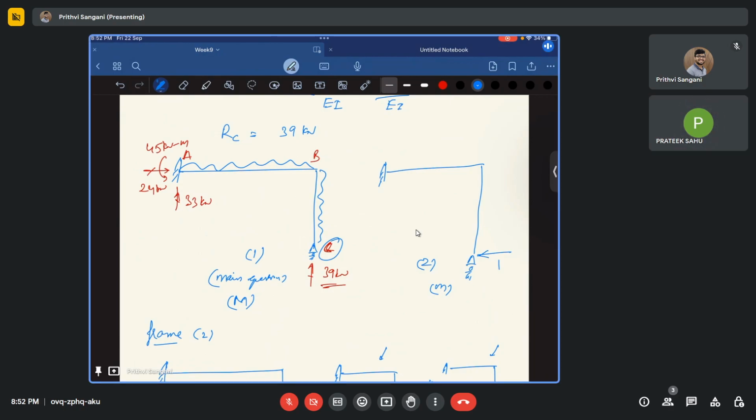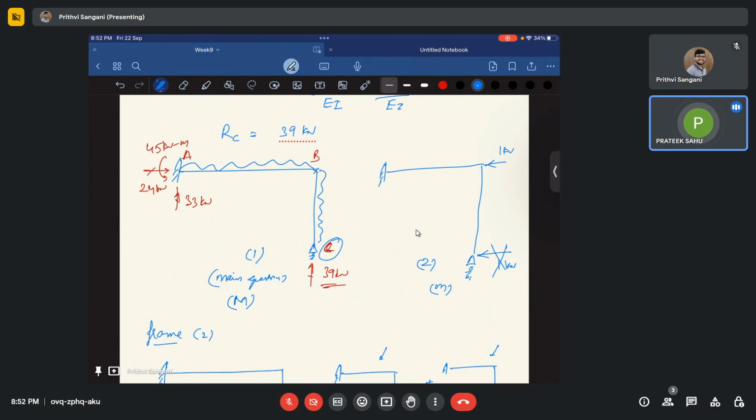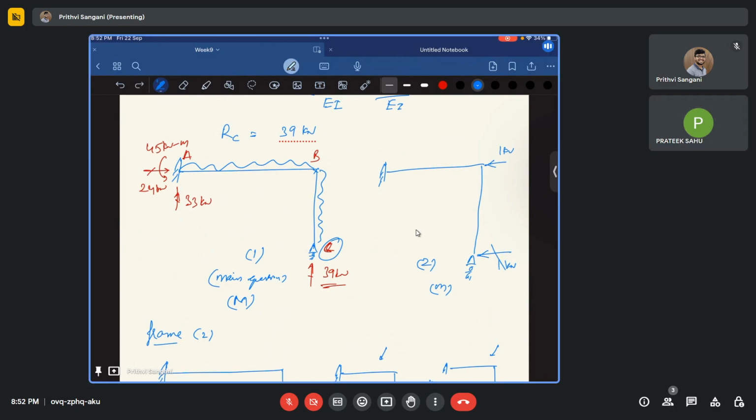So what I have done is for the small m, I have applied 1 kilonewton at support C. If, for example, you are asked to find the horizontal displacement at B, then instead of applying the load at C, you will apply it at D. So then this will not be there.